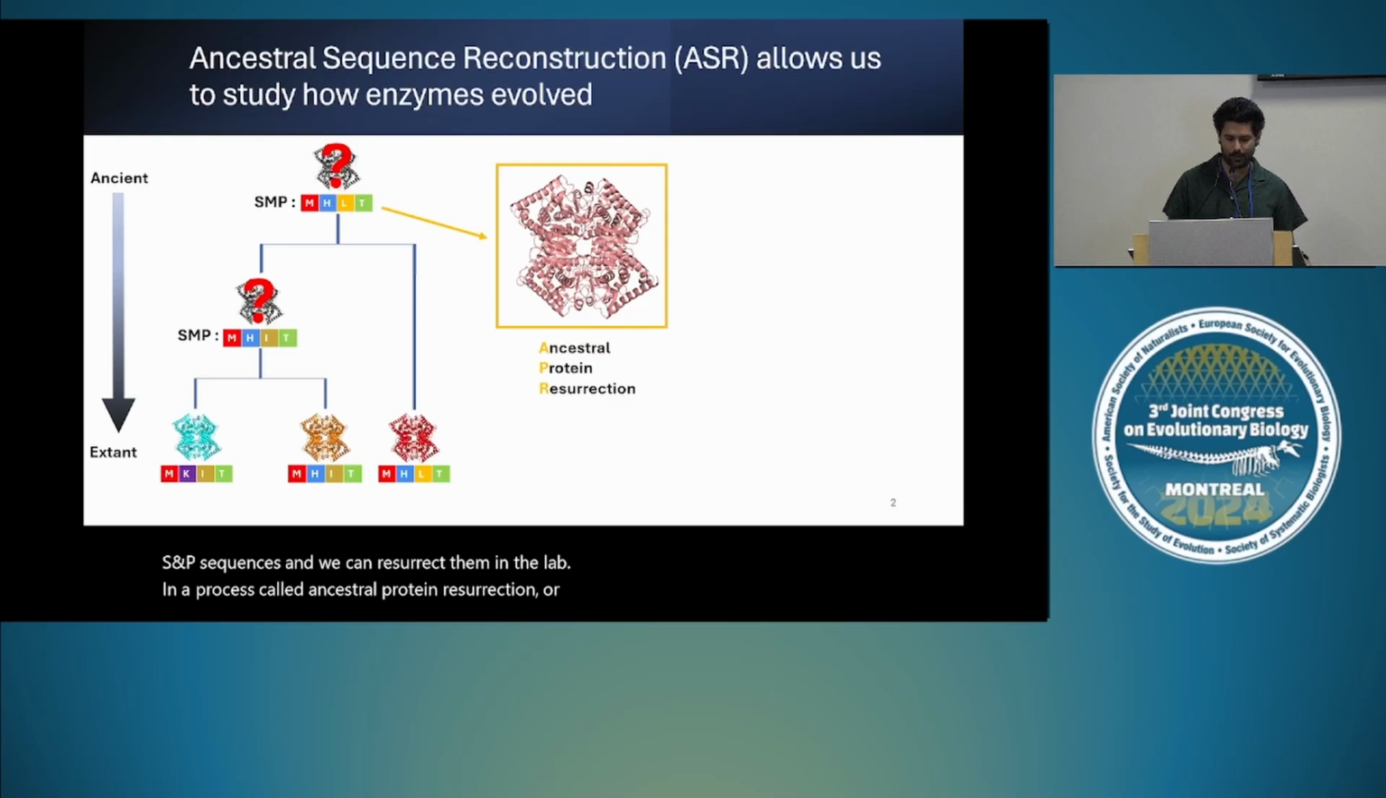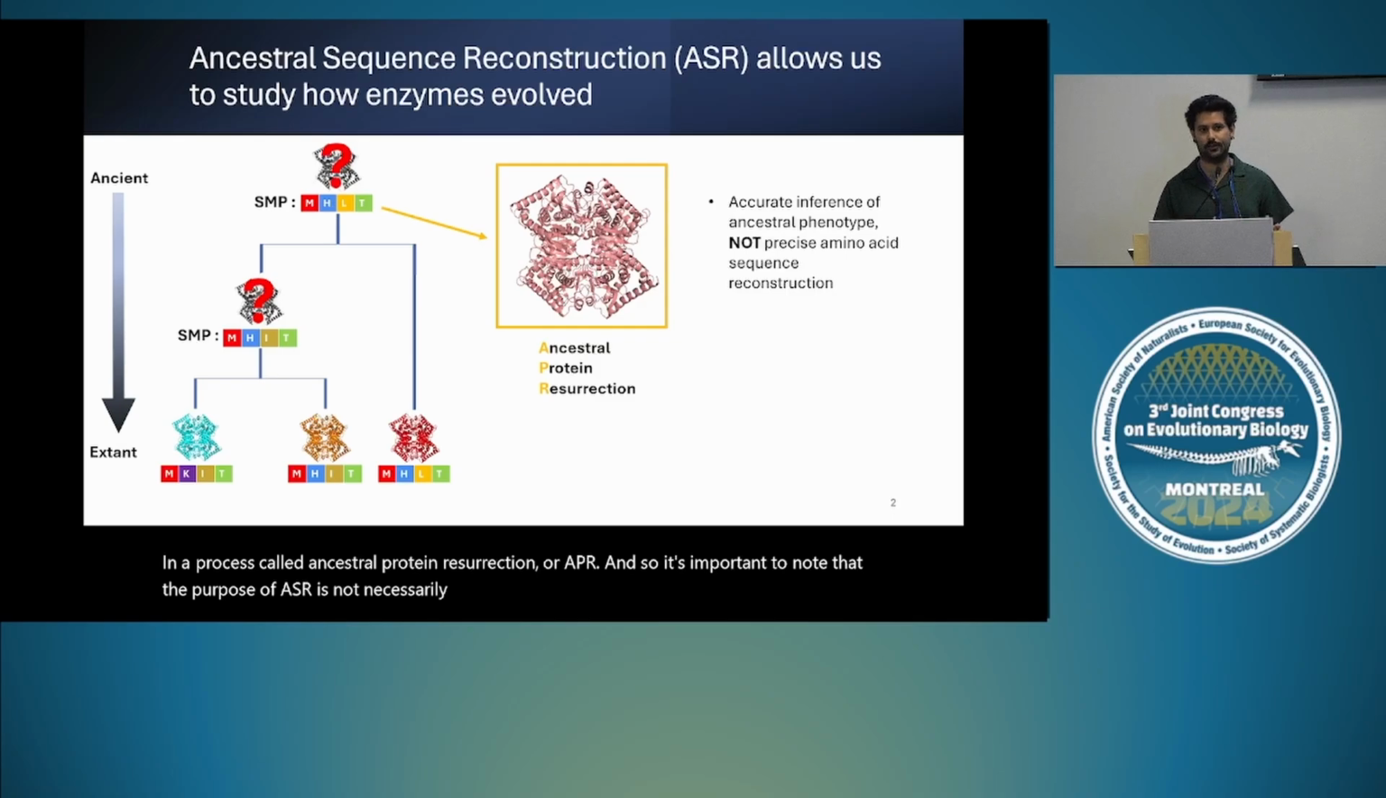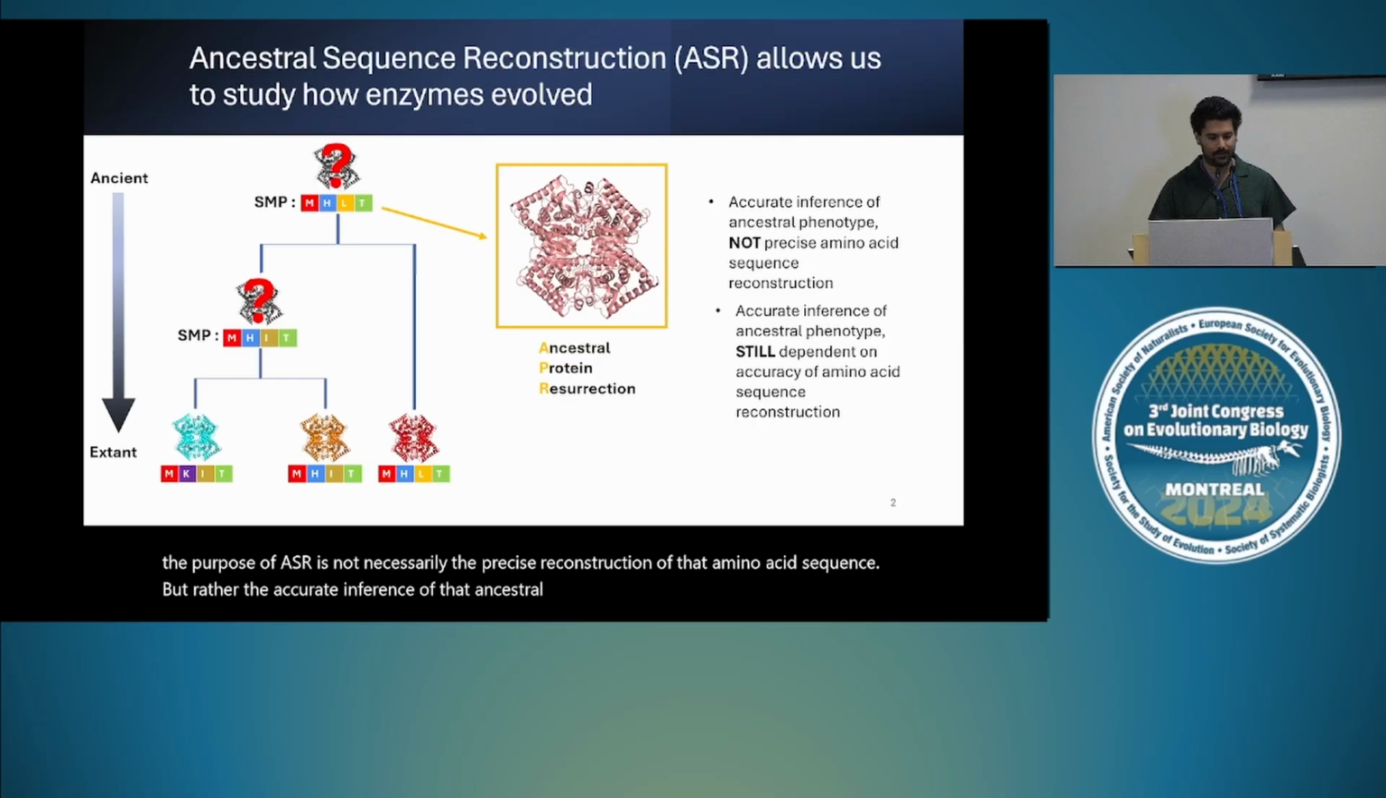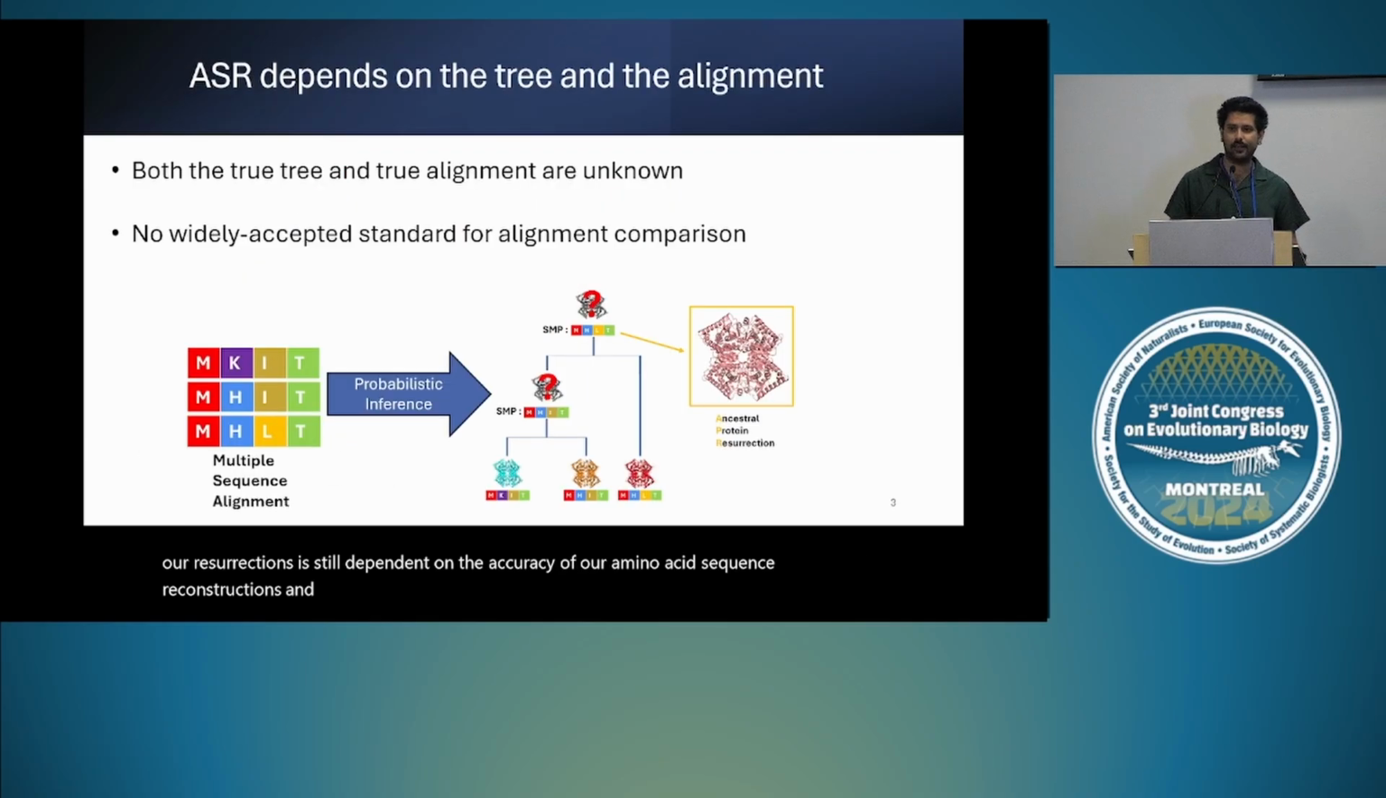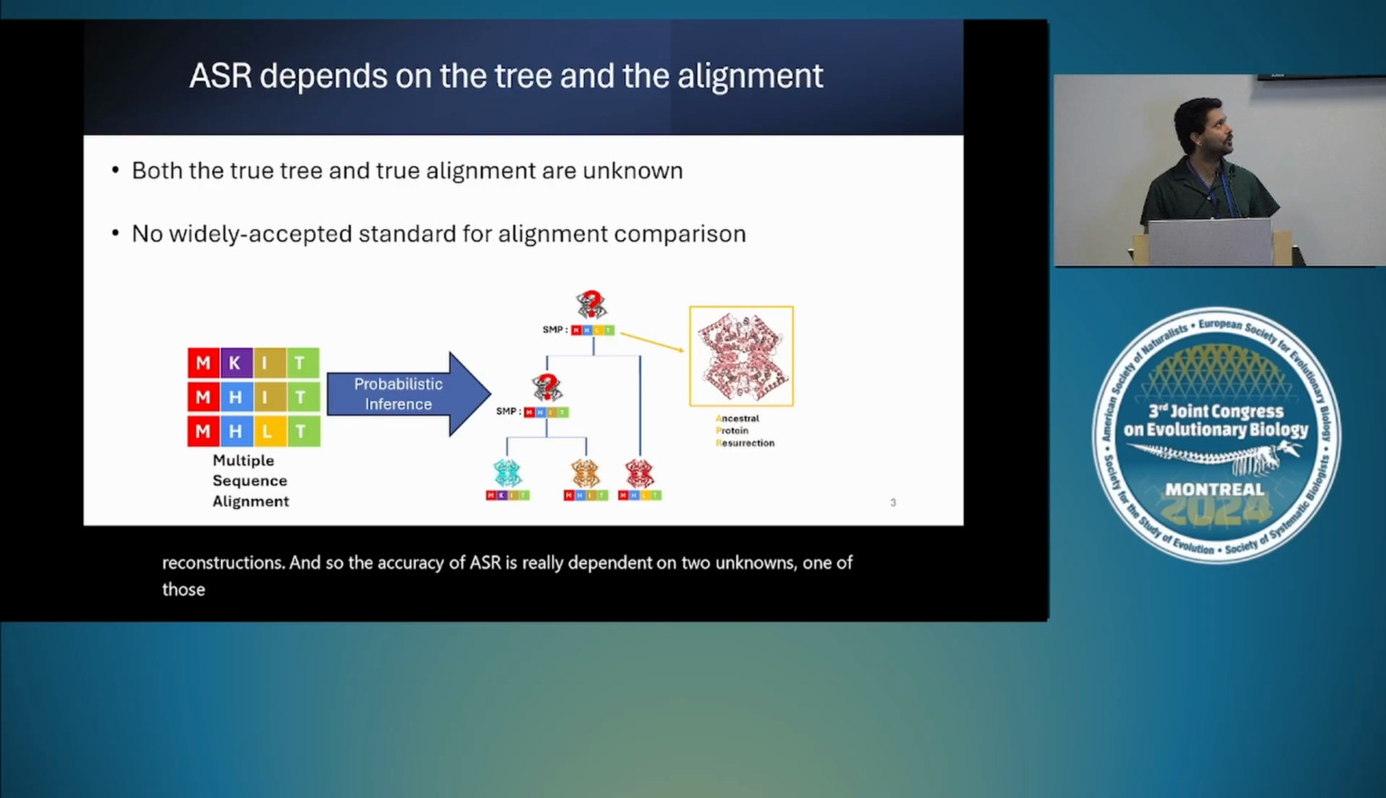And so it's important to note that the purpose of ASR is not necessarily the precise reconstruction of that amino acid sequence, but rather the accurate inference of that ancestral phenotype. Nevertheless, the accuracy of our resurrections is still dependent on the accuracy of our amino acid sequence reconstructions. And so the accuracy of ASR is really dependent on two unknowns. One of those unknowns is a phylogenetic tree, or a model of sequence homology. The other is our MSA, or multiple sequence alignment, our model of residue homology.